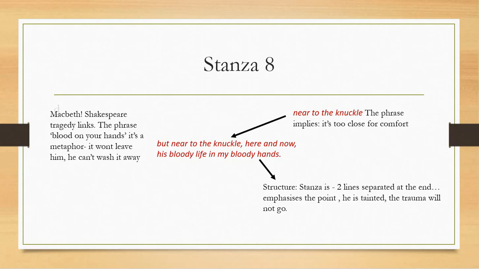But the Macbeth theme, those Shakespeare tragedy links we've just mentioned. The phrase "blood on your hands," it's a metaphor. It won't leave him. He can't wash it away. Macbeth says, let's just say if I get this quote right, "Will all great Neptune's oceans wash this blood clean from my hands?"